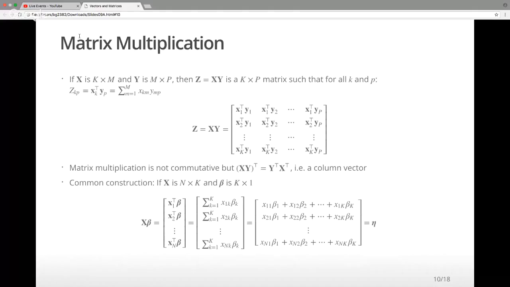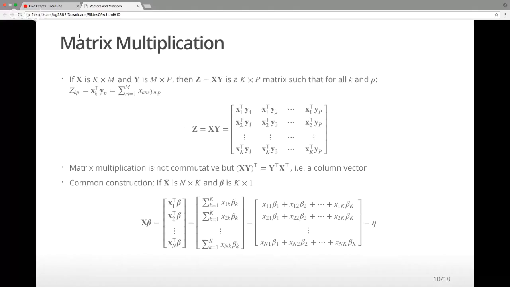Take them, multiply the pairs of elements together, sum it all up. That is a scalar, and that scalar goes in the kth row and the pth column of the resulting matrix Z. You do that for all possible rows of x with every column of y, all different combinations of that. You can fill up the entire matrix Z with scalars. And so it looks like this.